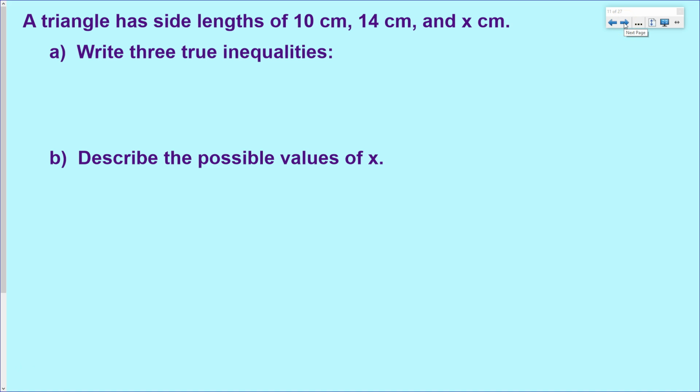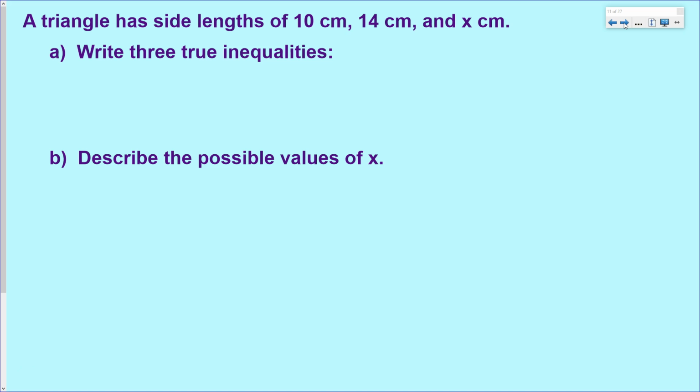So I can ask you questions like this. A triangle has side lengths of 10 centimeters, 14 centimeters, and an unknown length. First, I want you to pause the video and see if you can write those 3 inequalities that we were just talking about. And then secondly, I want you to see if you can narrow down the possible values of x so that you can still make a triangle out of the deal.